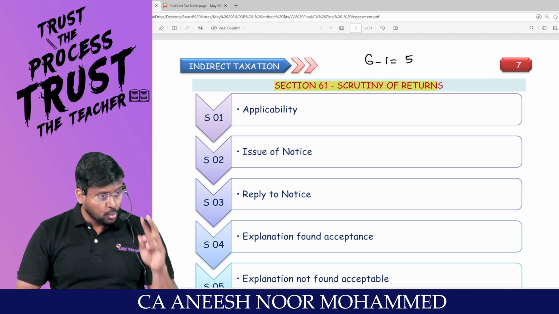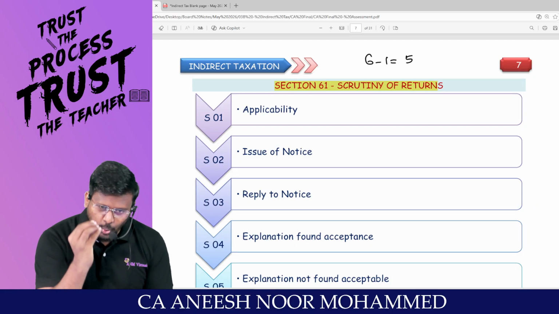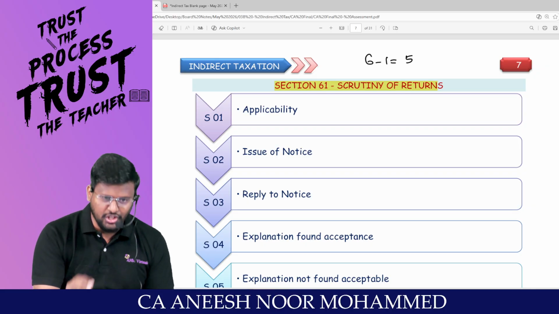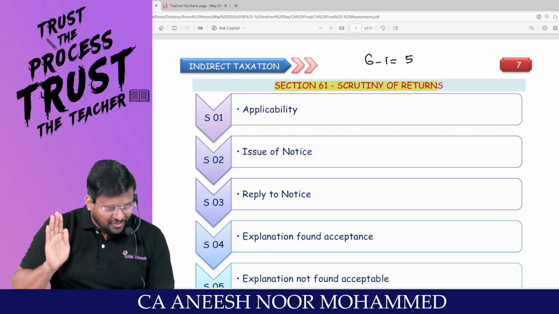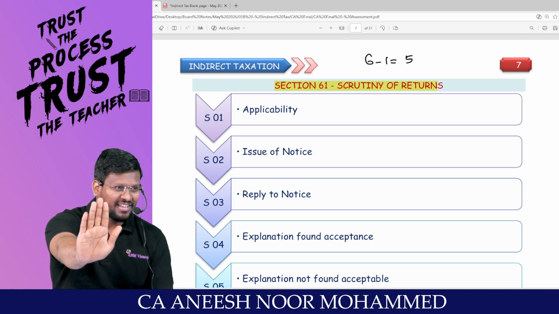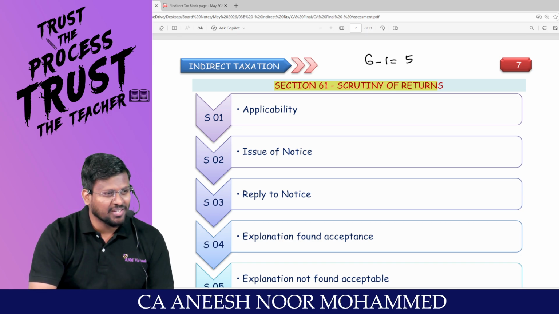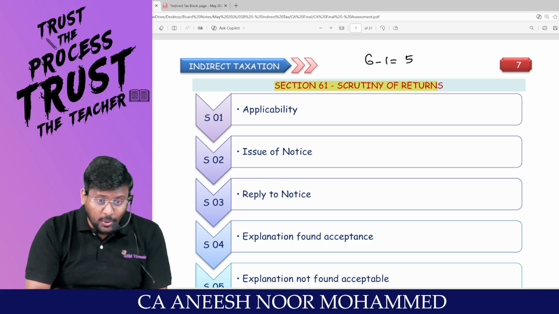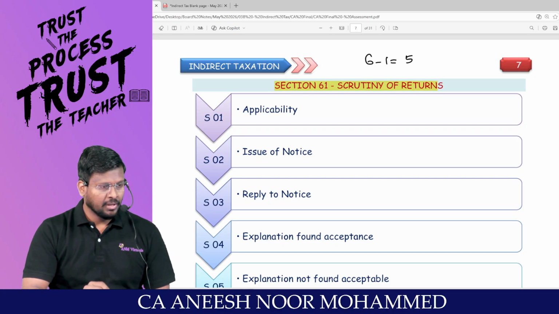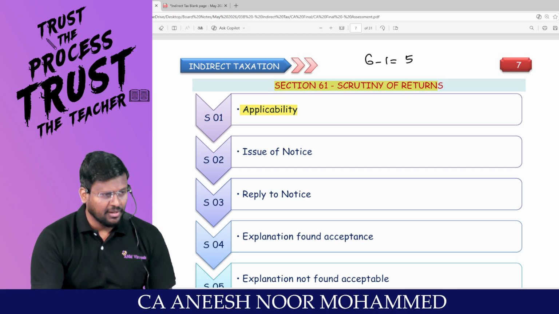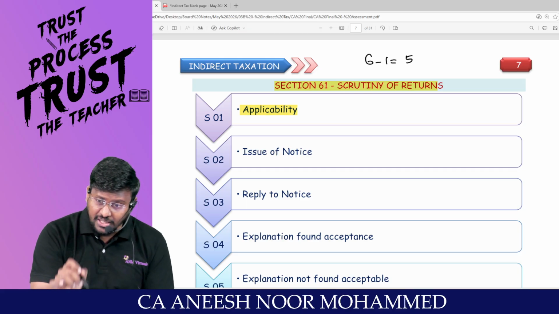Yes, sir. These are the 2 assessments which will be done by the assessee. Either by doing self-assessment or by doing provisional assessment, you will file the return. You are filing the return to the department. Are you able to see the return? Yes, sir. How many fingers? It's a 5-step approach, because that return will be scrutinized by the department under section 61. 6 minus 1, 5. Sir, what is the applicability of this section? The applicability is very simple. You should be a registered person. Being a registered person, you should file the return.